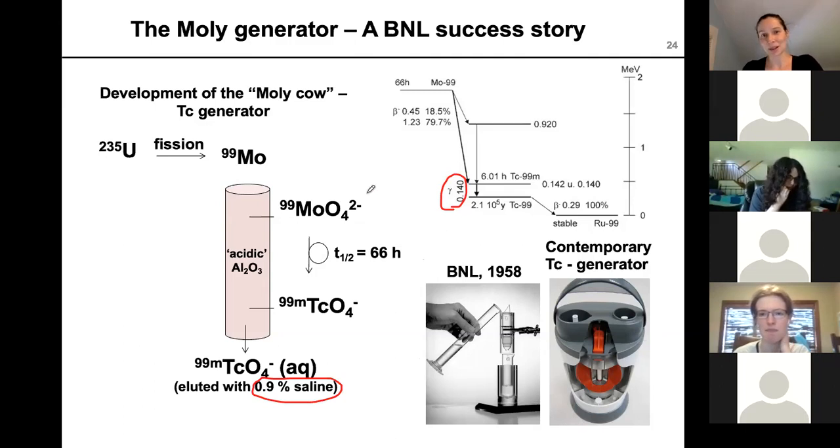So this is another example of ion exchange chromatography, separating isotopes in a very efficient and clever way in order for them to be rendered useful for nuclear medicine.